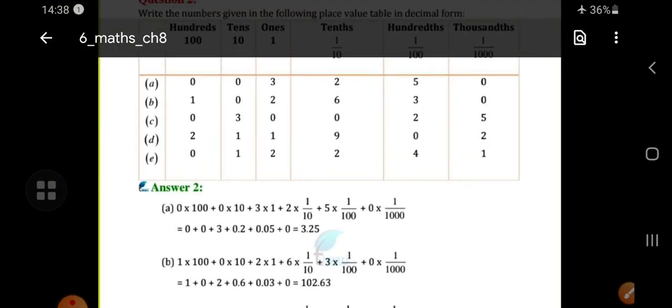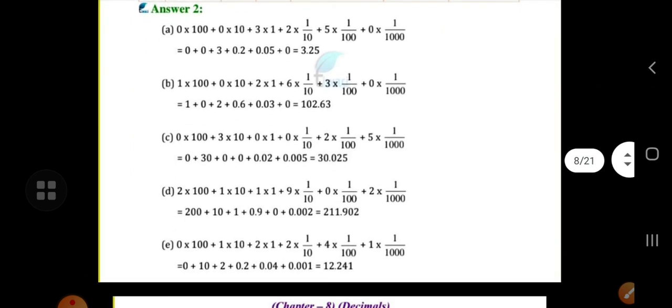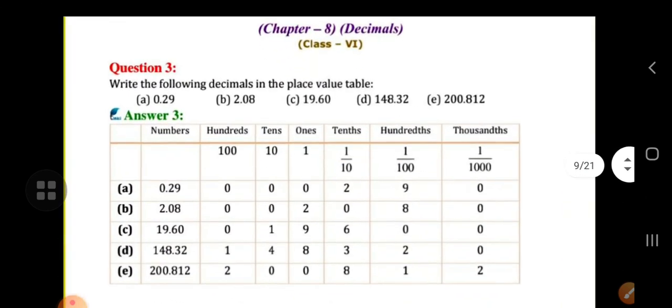In the same way you can repeat this method for all these examples. Okay. So from question number 3, we will start in the next video onwards. Thank you.